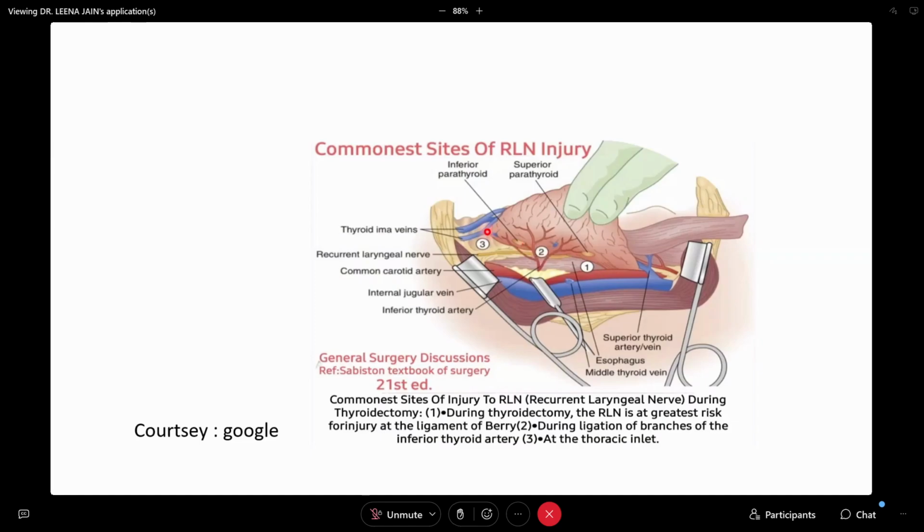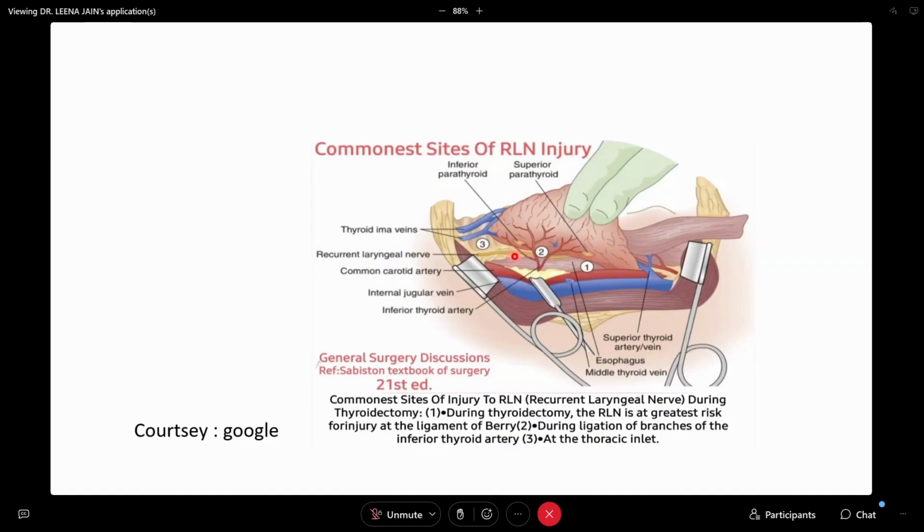Okay, so here are the superior parathyroids. Just below the superior parathyroids, wherever they are pointing, near this esophagus, is the tracheoesophageal groove. On the left side your nerve will be lying just inside the tracheoesophageal groove, while on the right side it will be a little bit lateral to the tracheoesophageal groove. So the first site of injury is this one, below the superior parathyroids.